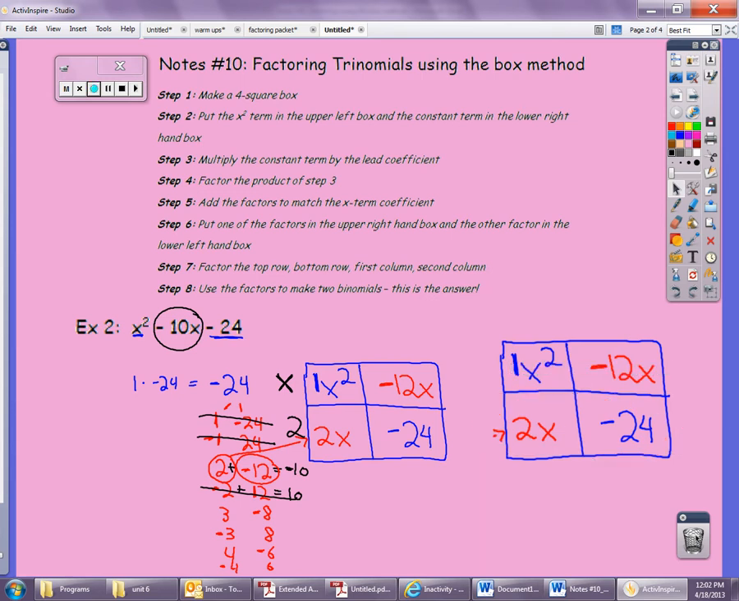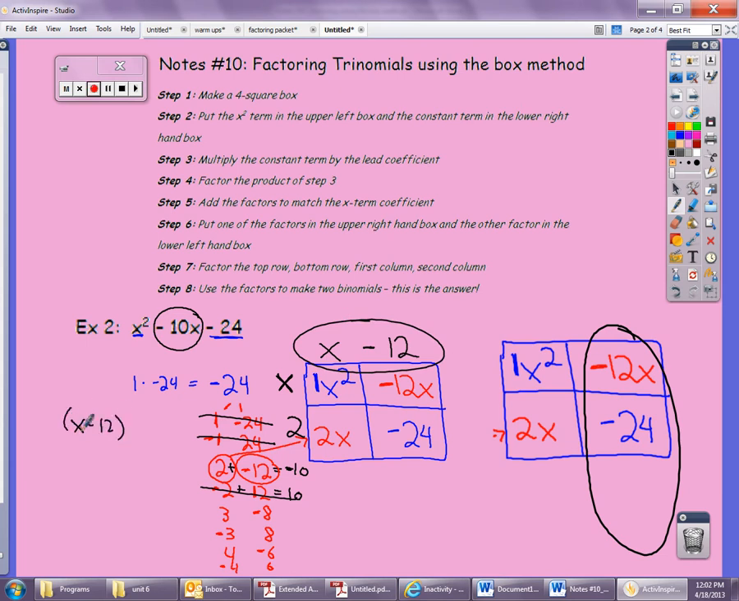Now we look at these here. What does 1x squared and 2x have in common? They have an x in common. And then what does negative 12x and 24 have in common? Negative 12. Which means the factors: we have this factor right here, which is x minus 12, and this factor right here, which is x plus 2.